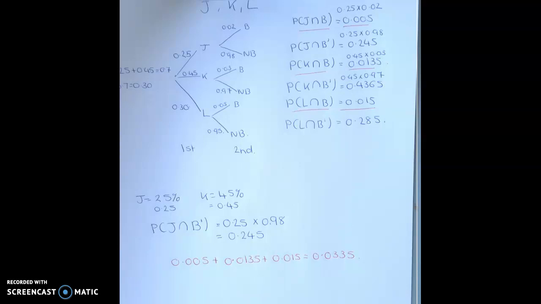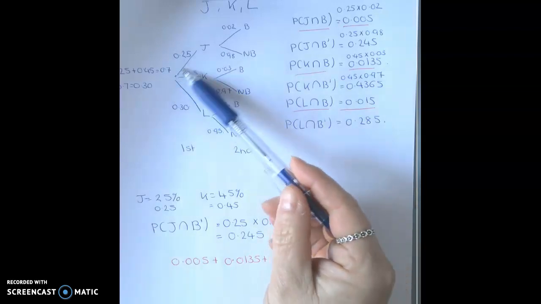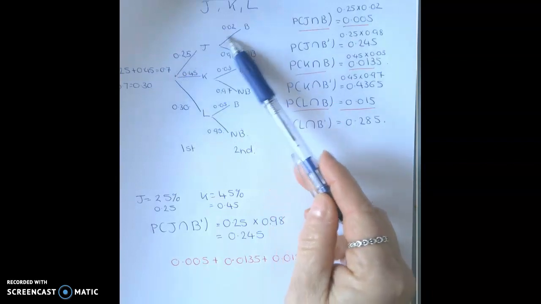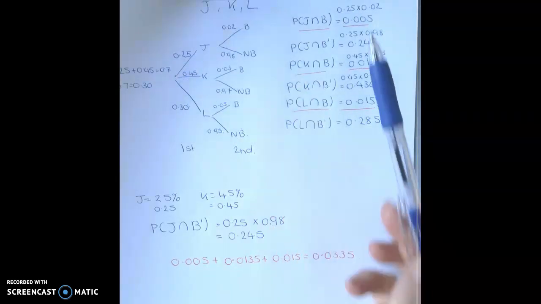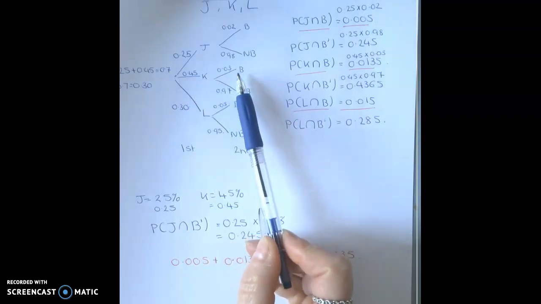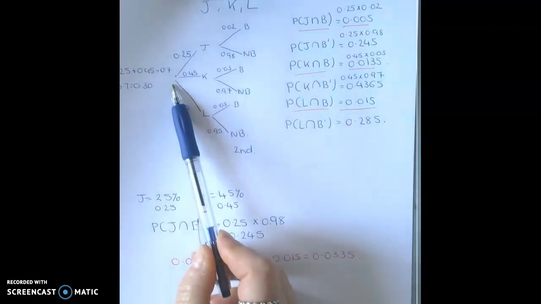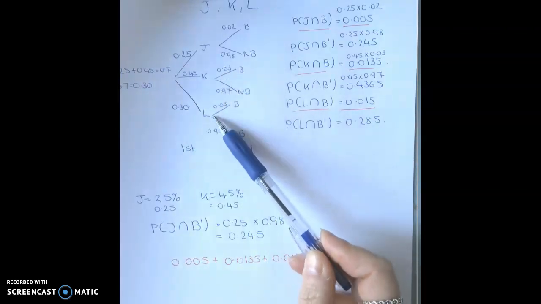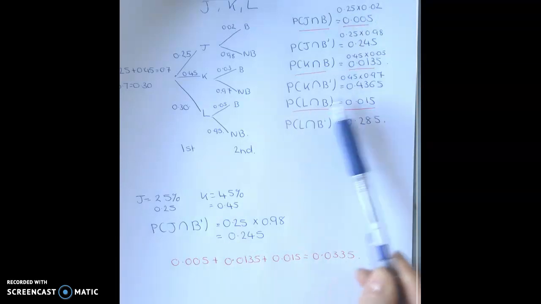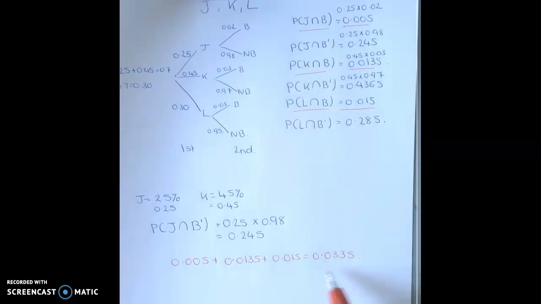If you hadn't already done that, all you would need to do is calculate along the branches like we did to work this out. So 0.25 times 0.02, add 0.45 times 0.03, and then add 0.30 times 0.05. All you're doing is going along the branches like we did initially to work out the probabilities and then adding them together. That would still give you the answer 0.0335.